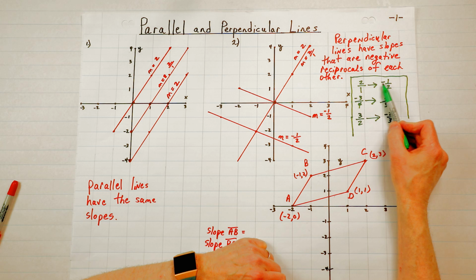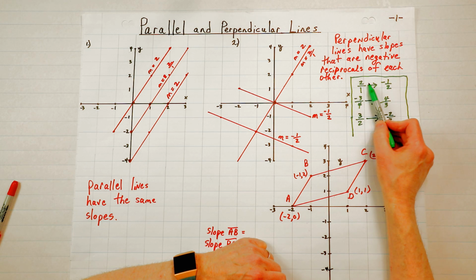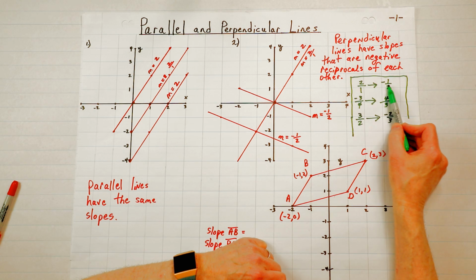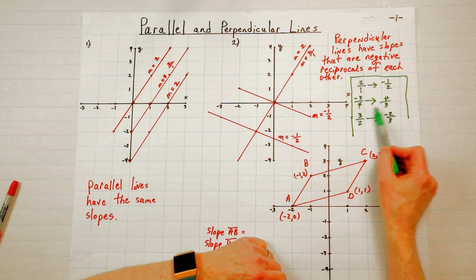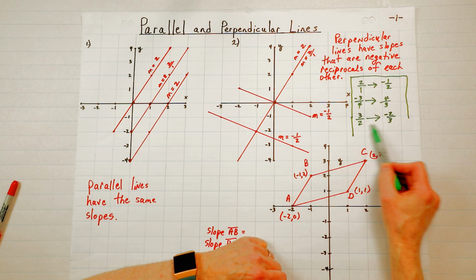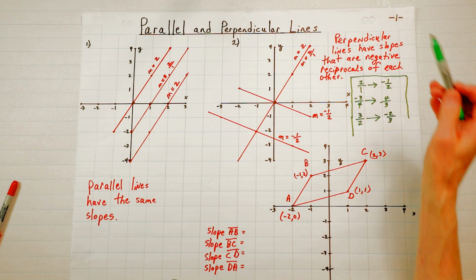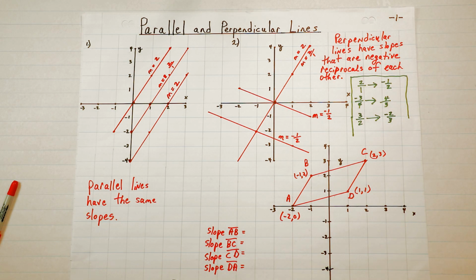So 2 over 1 and -1/2, those are the slopes. These two lines would be perpendicular to each other, because the slopes have that relationship. They are negative reciprocals of each other.